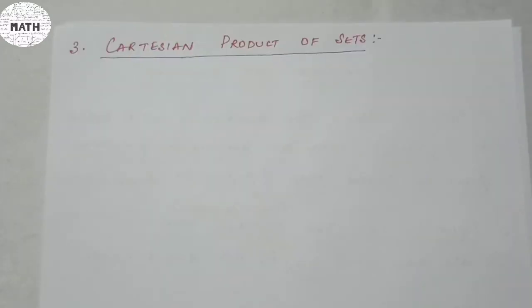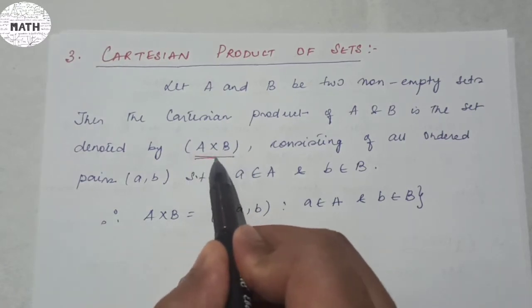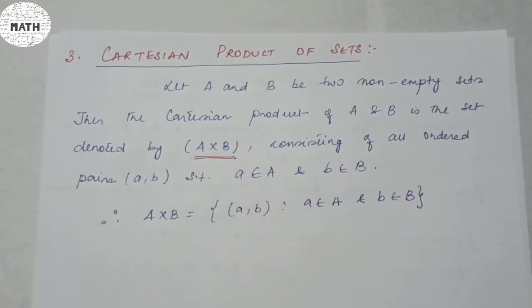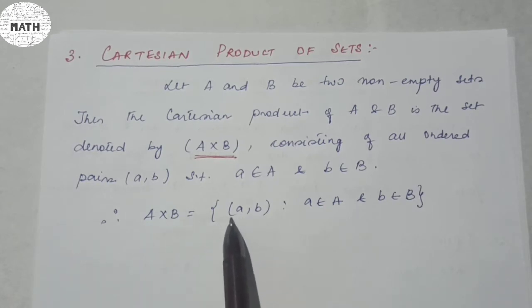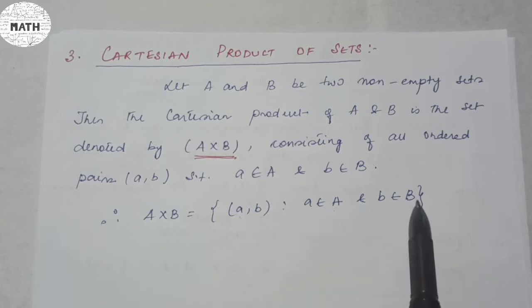Alright, the next topic is about your Cartesian product of sets. The definition is stated as: let A and B be two non-empty sets, then the Cartesian product of A and B is the set denoted by A cross B, or A into B. Remember, that's nothing more than your Cartesian product, okay? Consisting of all ordered pairs (a, b), such that a belongs to A and b belongs to B. So therefore A × B is equal to {(a, b)}. In this form we can write the Cartesian product.